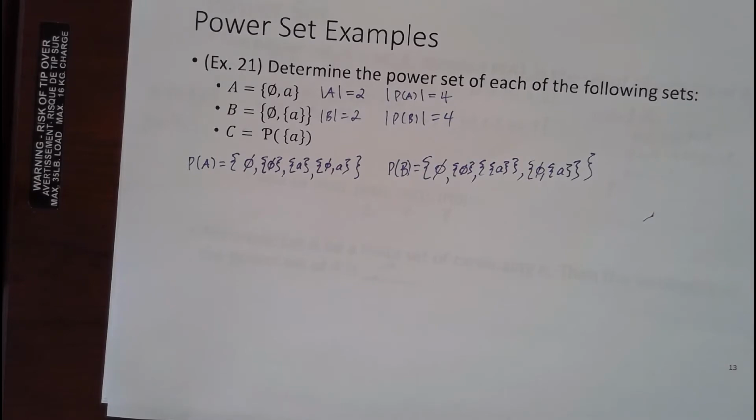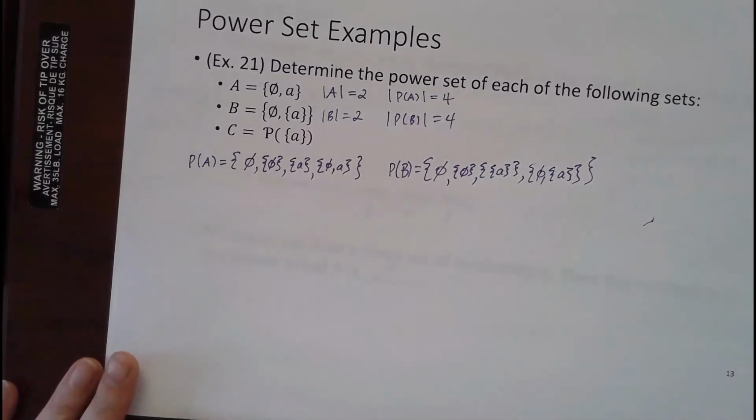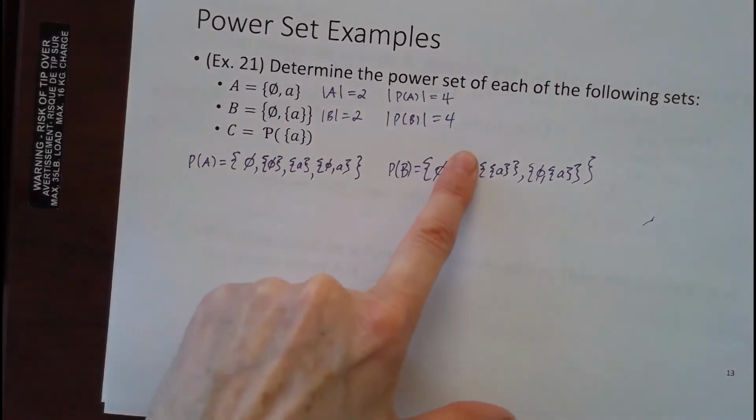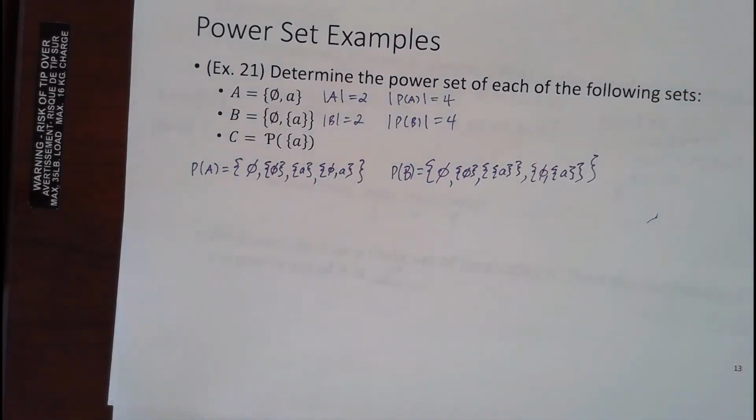All right, and now we've got the set, and let's count. Is the cardinality of this set 4? There's 1, 2, 3, 4. Yes, there's 4 things in there.